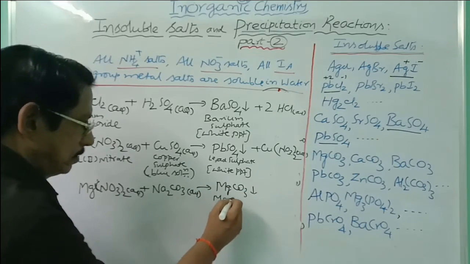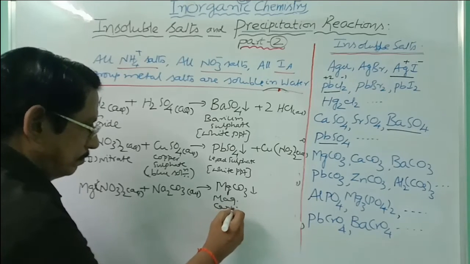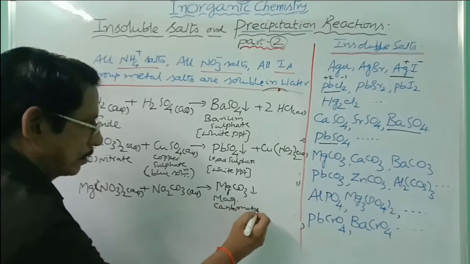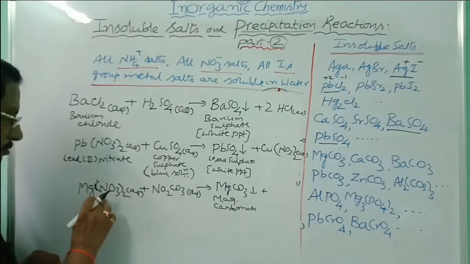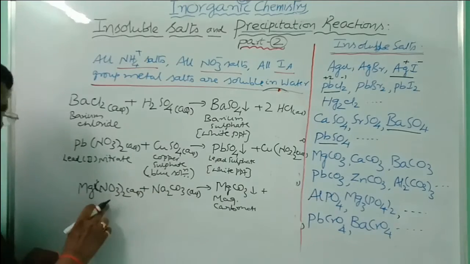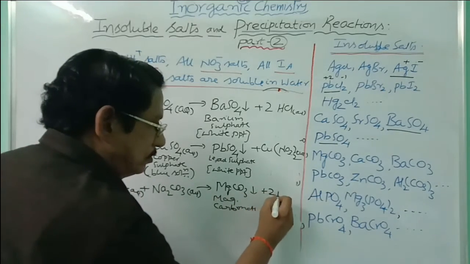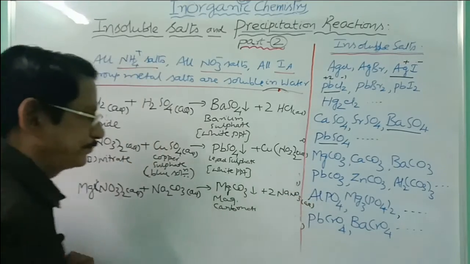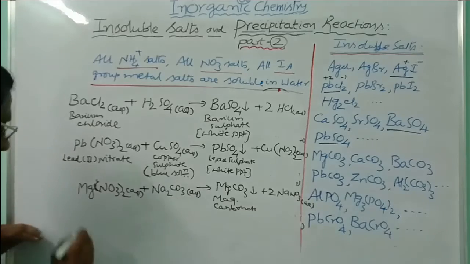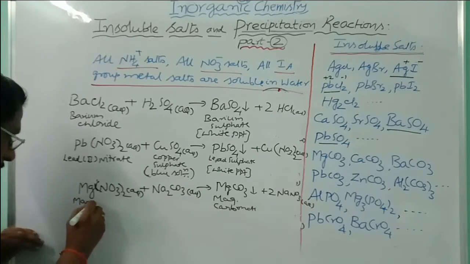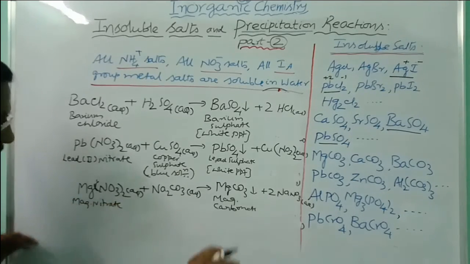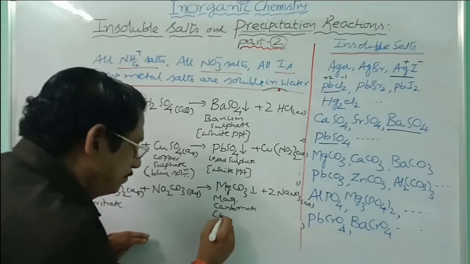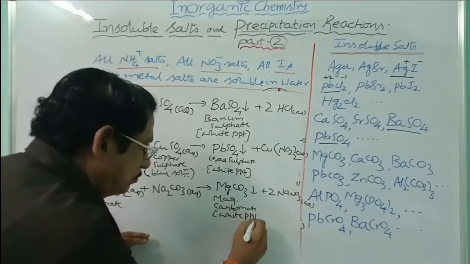This is magnesium carbonate, a white precipitate, plus sodium nitrate remains: 2 sodium ions and 2 nitrate ions. This will combine to give you 2 NaNO3. This will be in aqua. This is another equation. This is magnesium nitrate, completely soluble in water, and you are adding sodium carbonate, and you are getting magnesium carbonate, a white precipitate.